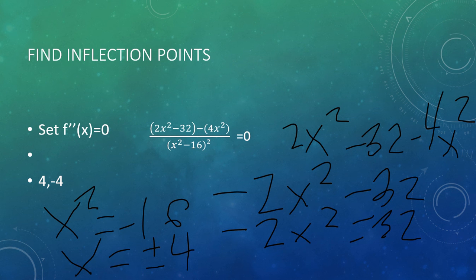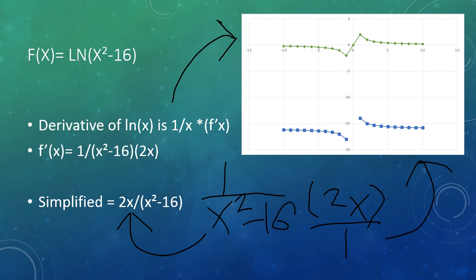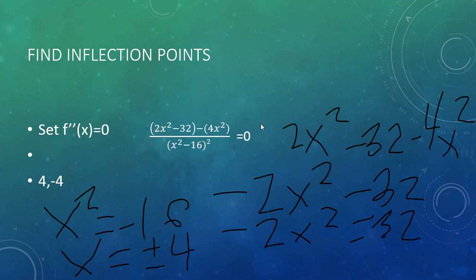Now if you wanted to find the y values, you take 4 and negative 4 and you plug them back into the original equation right here. And those would be your y values. So if you want to find an exact coordinate point for your inflection points, that's how you would do that. And that is about it.